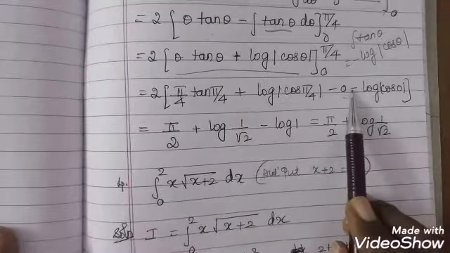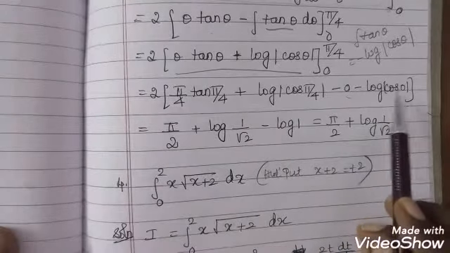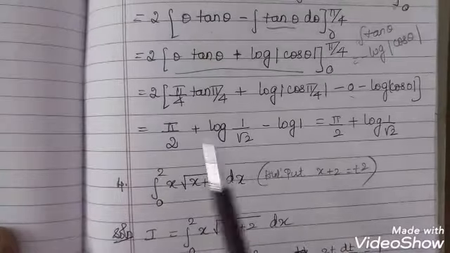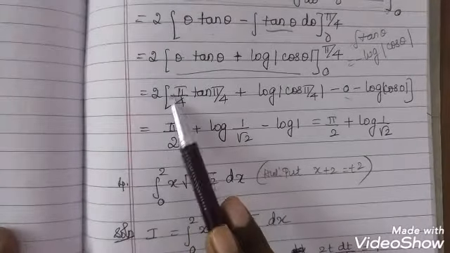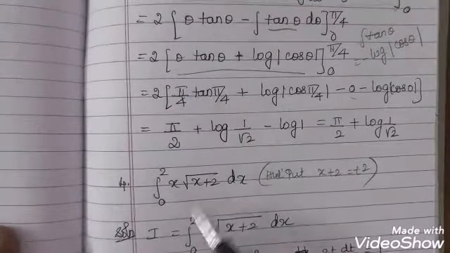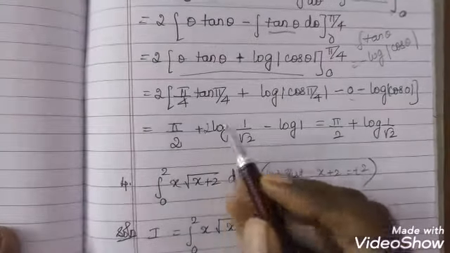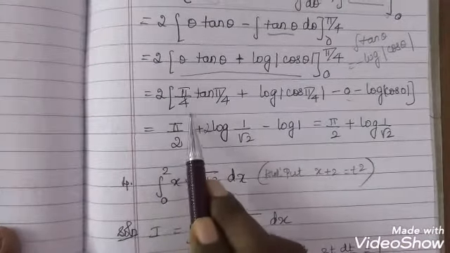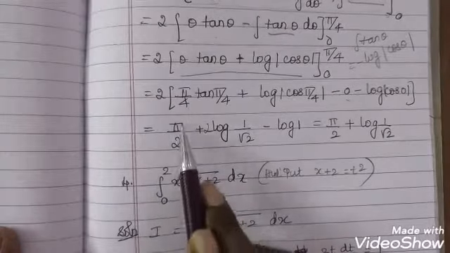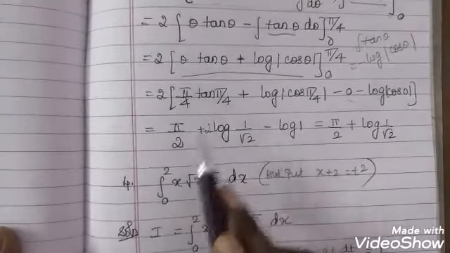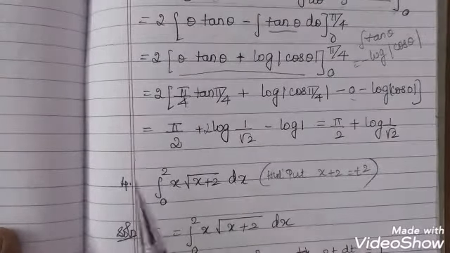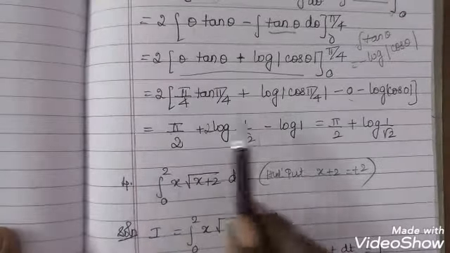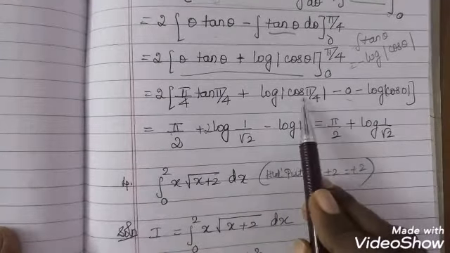So plus into minus will give you what? Minus log mod of cos 0. Got it? So when I multiply by this 2, what will you get in this case? Actually here you will have 2 into pi by 4. Your 2 and pi by 4 get cancelled. Pi by 2 into tan pi by 4. What is tan pi by 4? That's nothing but 1, plus 2 into log of cos pi by 4.